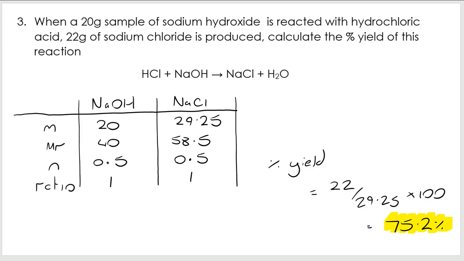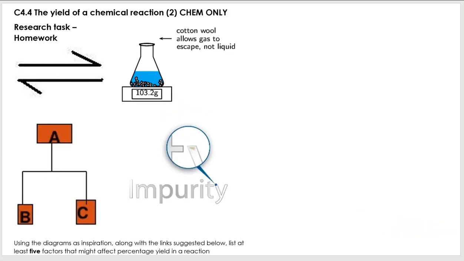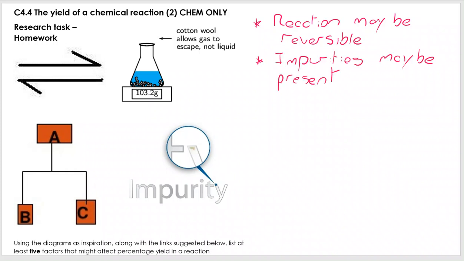Now, there are many, many reasons why you might not get 100% yield. Have a go at thinking about what those reasons might be, and I'm going to list some in a moment. While there are many, many clues on this page, it might be that the reaction is reversible. You learn about reversible reactions in a later topic, or if this is revision, you will be familiar with them, but that means you will not get 100% yield because the product converts to reactants. It might be that there are impurities. If there's something in there that shouldn't be, that won't react and we won't get the product we would expect.